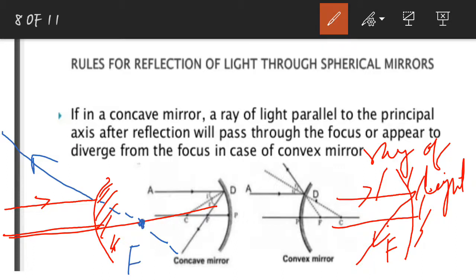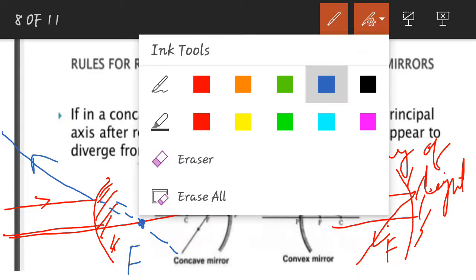So you have to practice it for a convex mirror, because only in the convex mirror there is a problem. For concave you can directly use it. So this is rule 1, wherein we see that a ray parallel to the principal axis always passes through the focus. It will not come in this manner downwards.